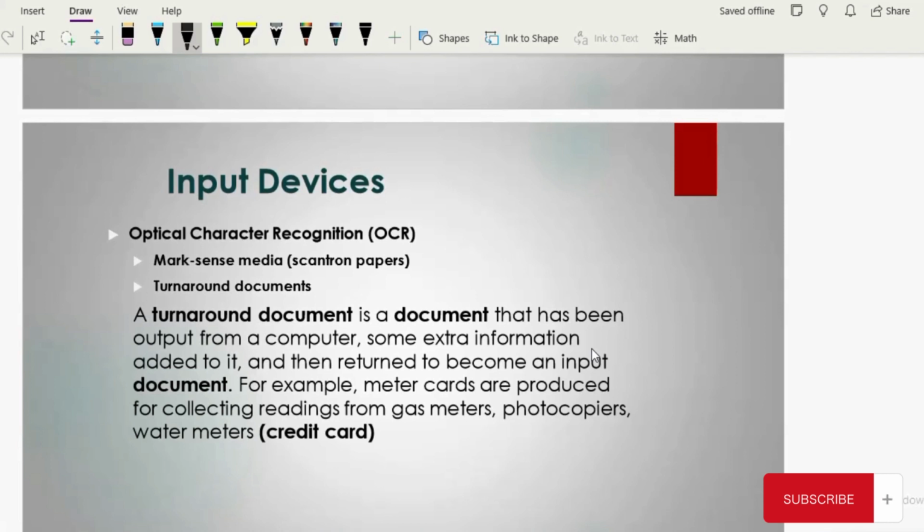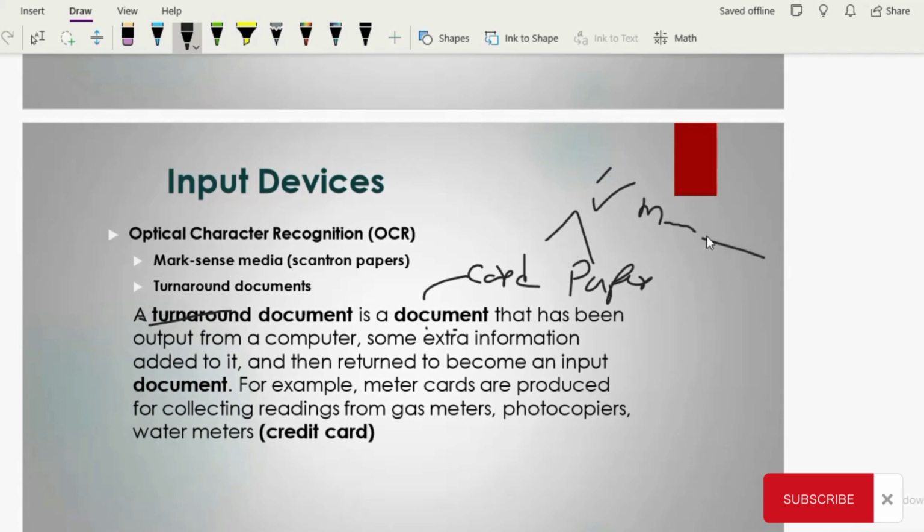Okay, there is another example, that is turnaround documents. As its name says, it turns around. So firstly, the document is produced from the system. The document could be a card, it could be a paper, anything. It is printed from the system and some extra information is added into it. This information could be added manually, or by scanning some other stuff, but do remember some extra information is added into this document, and this document is returned to the system.